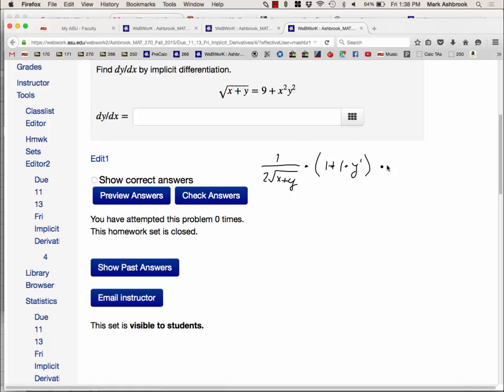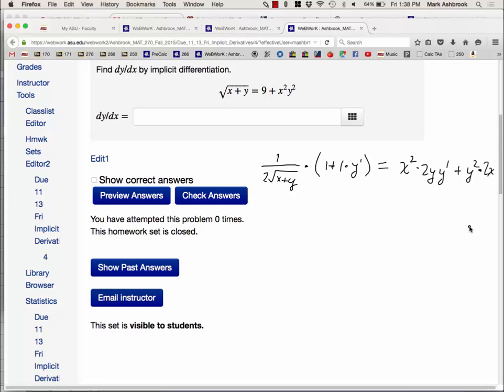And then on the right, rate of change of 9 is 0, x squared y squared. Product rule. Whenever you have a product of functions, you must use the product rule in all circumstances. So we do the first times the derivative of the second. Derivative of the second is 2y, chain rule, y prime, plus the second times the derivative of the first, y squared times 2x. Questions so far?